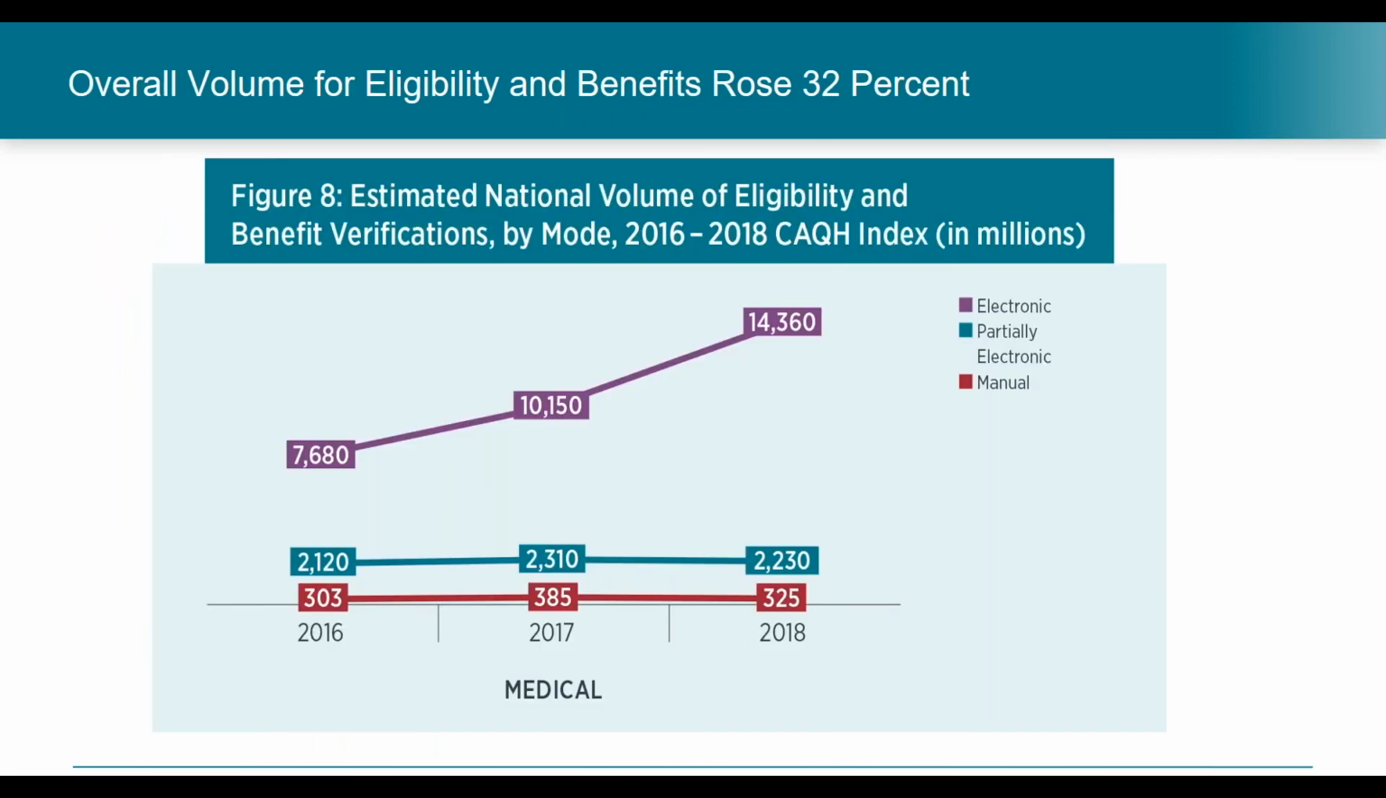Digging deeper into eligibility and benefit, we see that the overall volume rose by 32%. This volume now exceeds the volumes of all other transactions. We've been told that the increase in volume may be due to the number and complexity of plans. The increase in volume is impacting costs, and as we move forward, it'll be interesting to see, as plans and the complexity of the plans and payment models increase, how cost is being impacted as well as volume.